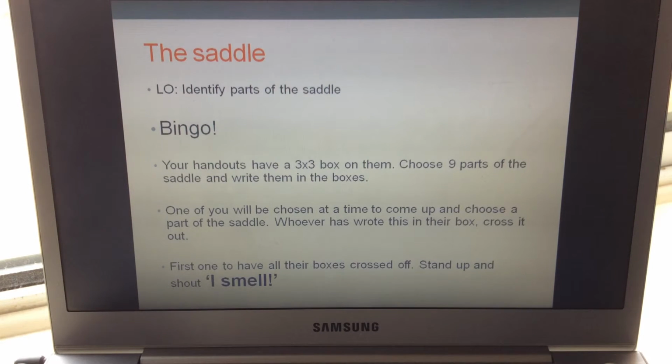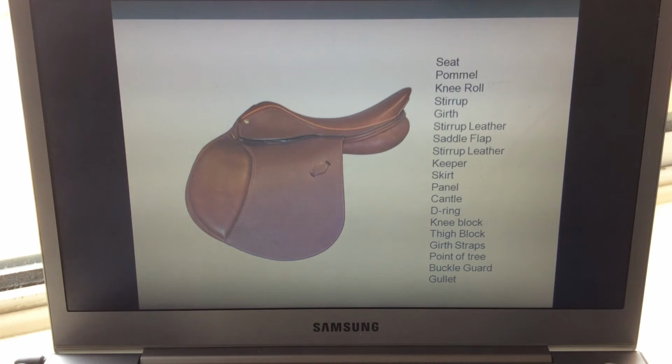The students' handouts had a 3x3 box on them, which required them to choose 9 parts of the saddle and write them in each of the boxes. In the next slide, I did have a list of parts of the saddle for the students to choose from. This made it a bit easier for those that didn't have as good an understanding as others. Unfortunately, due to time limitations, I didn't reread this slide, and stirrup leather has been included twice. However, this didn't really affect the task at all.